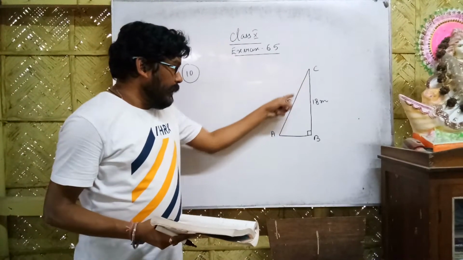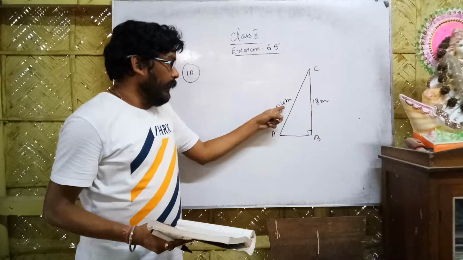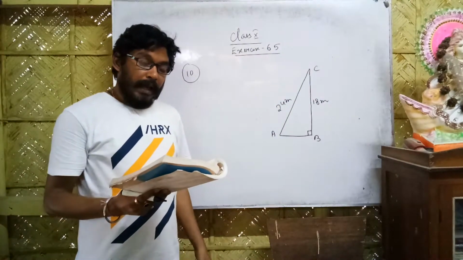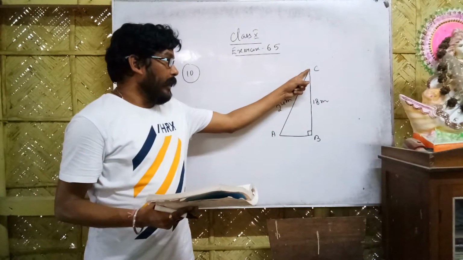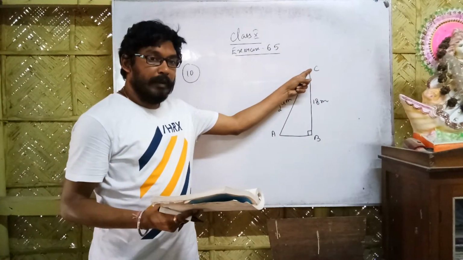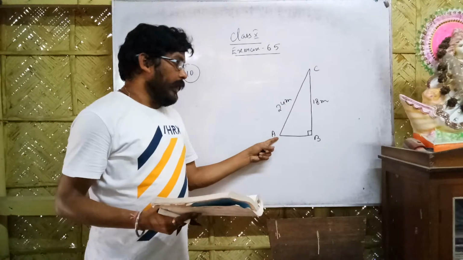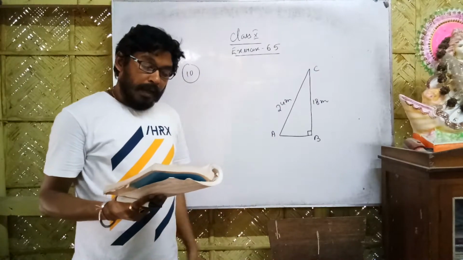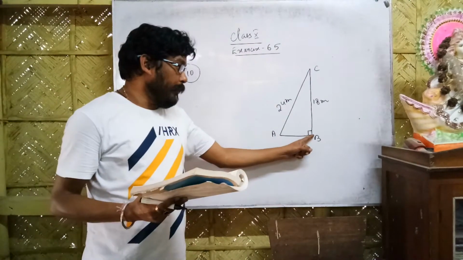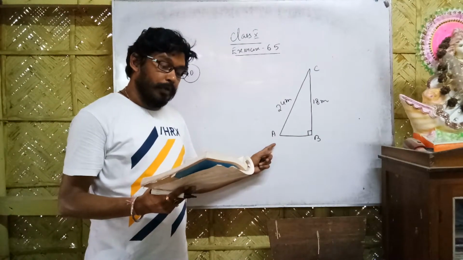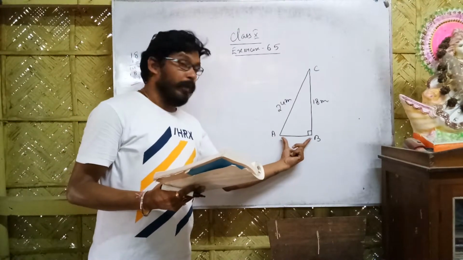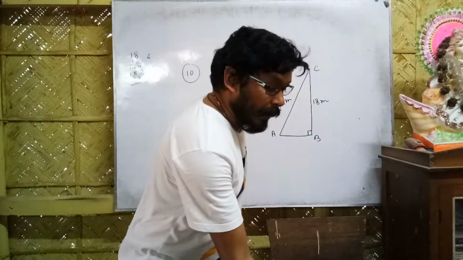To this pole a wire is attached. Here AC is the wire. The length of the wire is 24 meter. And has a stack attached to the other end. One end of the wire is attached to the vertical pole, top of the vertical pole, and the other is attached to some other place. How far from the base of the pole, this is the base of the pole B, should the stack be driven off so that the wire will be taut? Means the wire will be straight, there will be no bending and all.